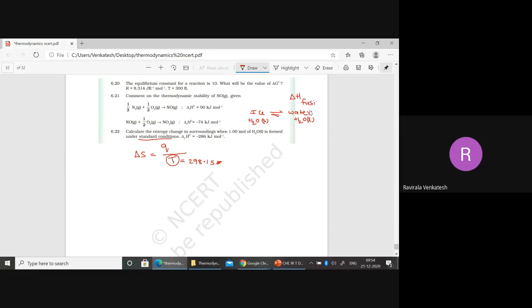This process is called fusion. How much do they take? 1 mole. Enthalpy of fusion means the amount of heat exchanged when 1 mole of a compound is undergoing melting or fusion. Then that is called enthalpy of fusion. How much is the enthalpy of fusion given? Minus 286 kilojoules per mole is given. So substitute this Q value.